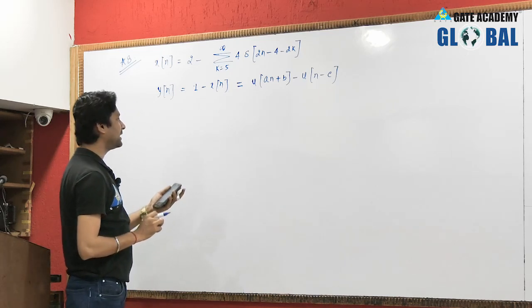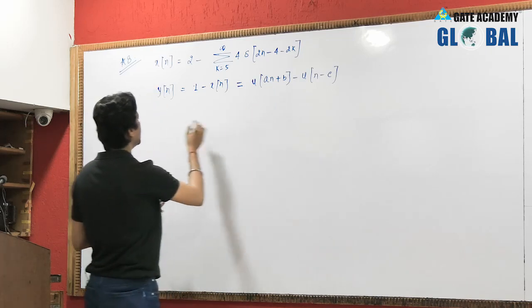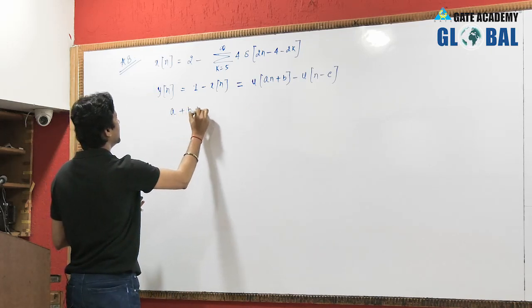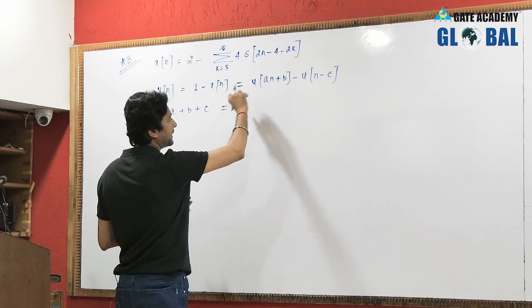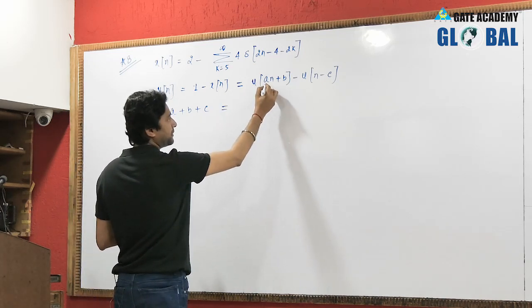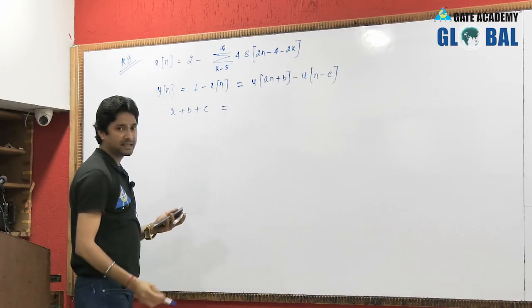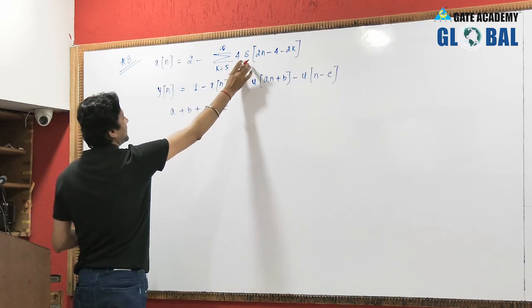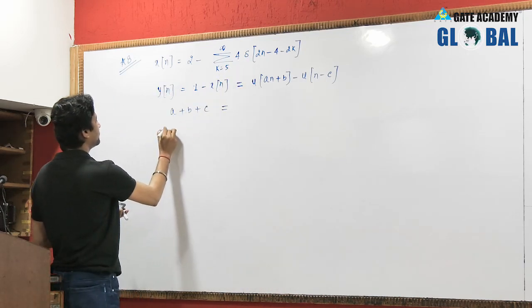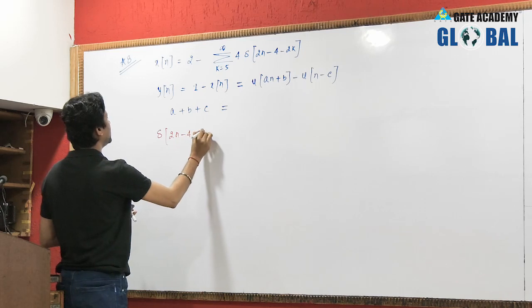Then we have to find the values of a plus b plus c. We have to find out the value of a plus b plus c. We are not changing the question. Whenever we find the correct expression, we will substitute the values of a, b and c, and we will find the answer. So let us start to see here this term del of 2n minus 4 minus 2k.